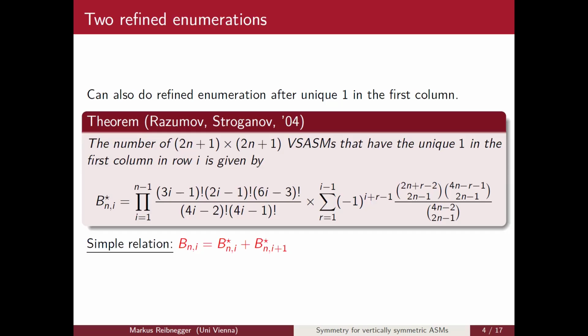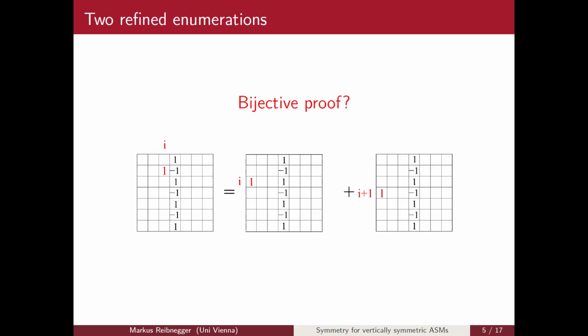Because of this alternating sum, there's a simple relation between these numbers. Very simple relation between these numbers. Here's a pictorial illustration of this relation. So the number of VSASMs that have the first 1 in the second row in column I is the same as the number of VSASMs that have the unique 1 in the first column in row I or row I plus 1.